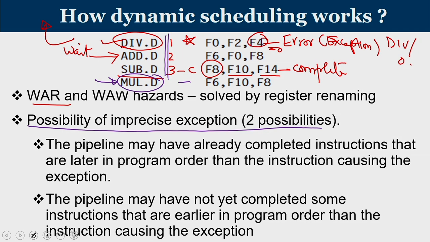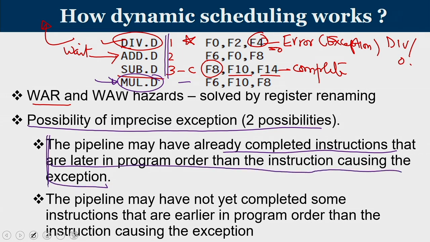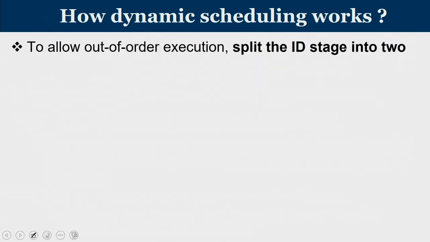So, these two cases: a pipeline may have already completed instructions that are later in the program order than the instruction causing the exception. The one I told, division is creating an exception when the subtractor is already complete. Or the pipeline may not have yet completed some instructions that are earlier in the program order than the instruction causing the exception. So, while you deal with dynamic scheduling, we have to deal with WAR and WAW hazards that will happen, and that is done by the register renaming concept, and then you have to deal with exceptions.